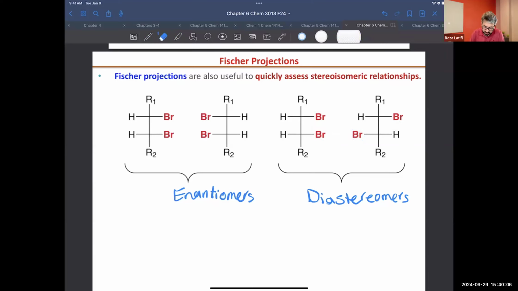So let me highlight this. They kept this center the same. So that stereocenter is going to be the same, but the second one got flipped. They flipped this one, so the configuration here got flipped, while there they are the same configuration. So those two are going to be diastereomers.